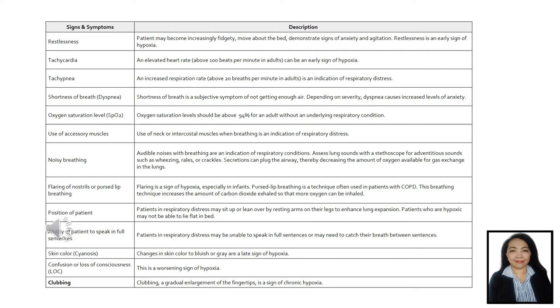Okay, moving on with our assessment. You will find the table in this slide, which on the left, nandoon yung signs and symptoms, and on the right, nandoon yung description. I know that you're very much familiar of all this, so let's just go through that. Okay, the first is restlessness. Patient may become increasingly fidgety, move about in the bed, demonstrate signs of anxiety and agitation. Restlessness is a very early sign of hypoxia.